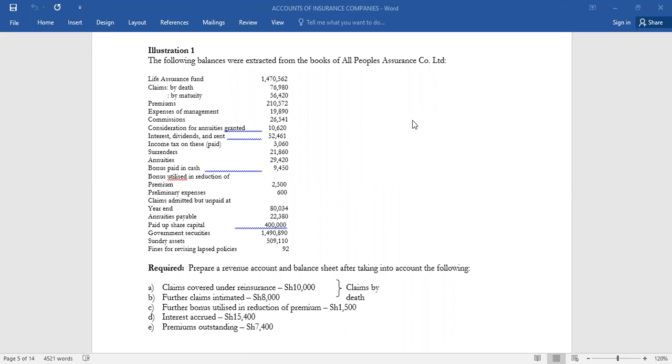As you can see, the very first thing appearing at the top there is the life assurance fund. This fund at the beginning of the period is shown on the credit side of the revenue account. Then from there, we have the premiums. These two are the key, because the premium received during the accounting period needs to be added to the outstanding as at the end of the previous accounting period.